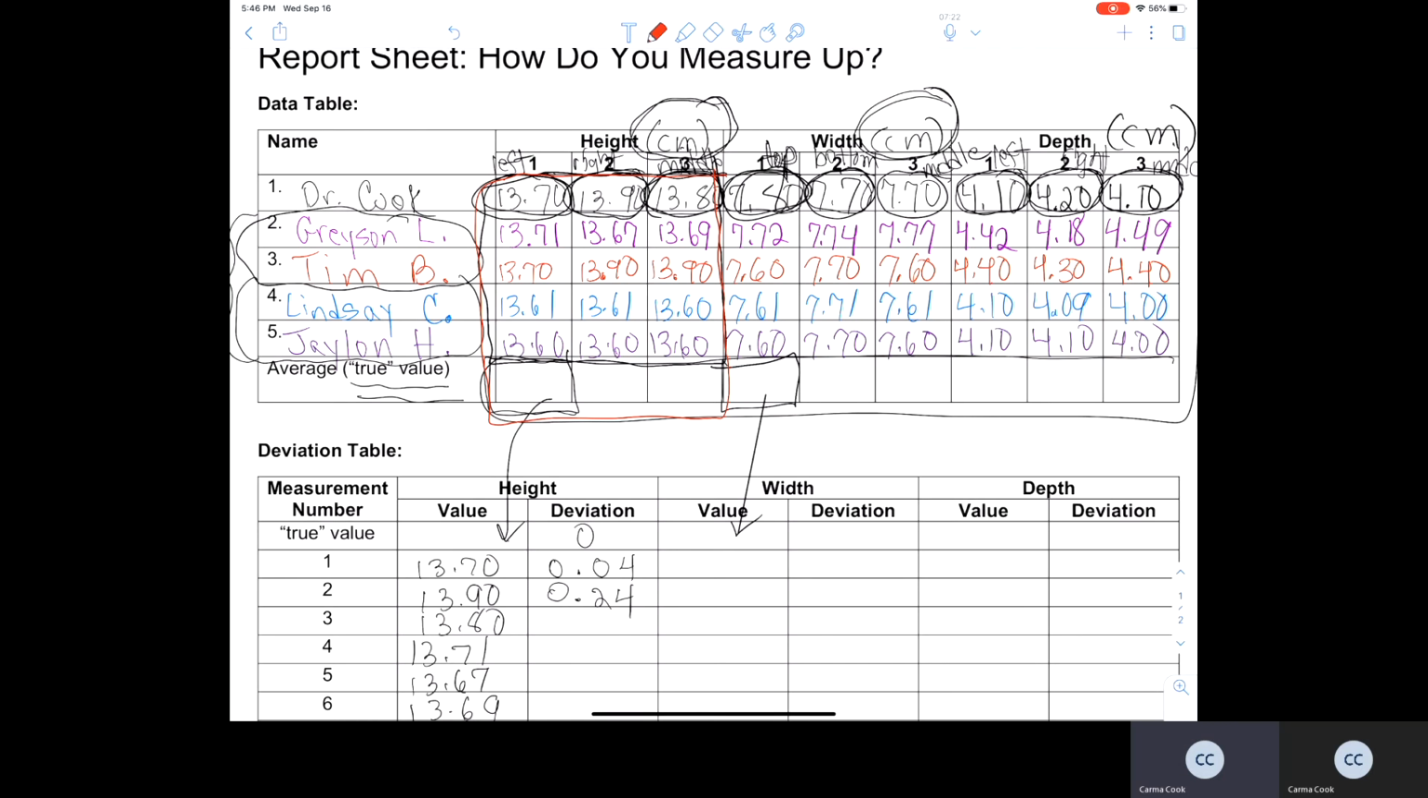And so now I'm going to do the math using my calculator. 13.7 plus 13.9 plus 13.8 plus 13.71 plus 13.67 plus 13.69 plus 13.7 plus 13.9 plus 13.9 plus 13.61 plus 13.61, plus 13.6, plus 13.6, plus 13.6, plus 13.6. And so I've got 15 numbers that I've added together. So I'm going to take that sum and divide by 15. My average is 13.70 for height. So I take that value and I place it here.